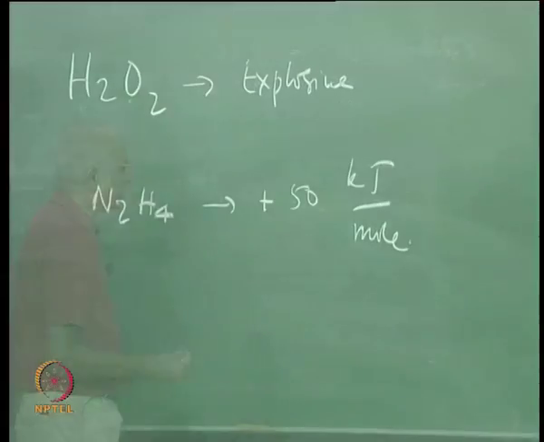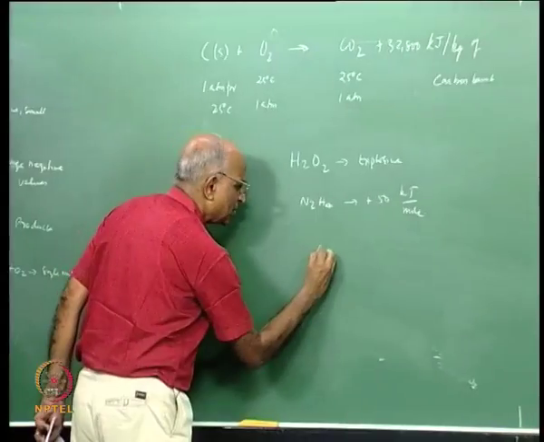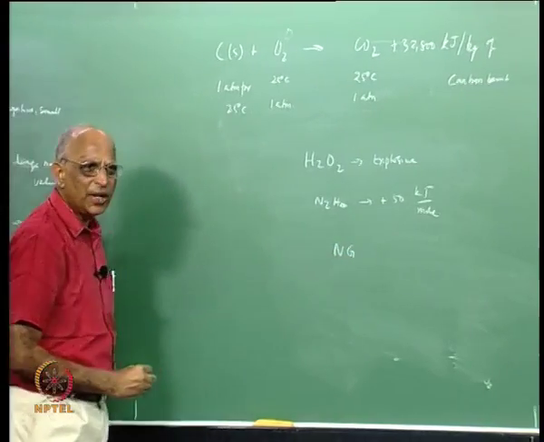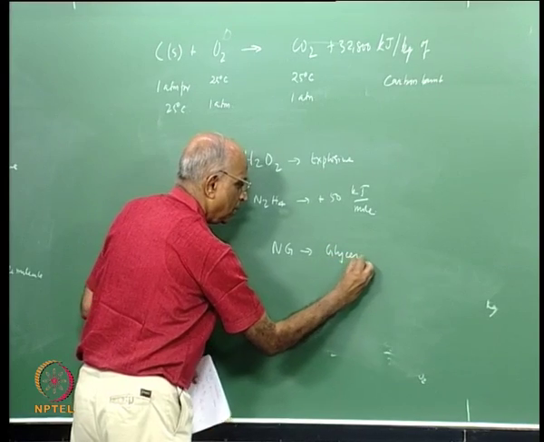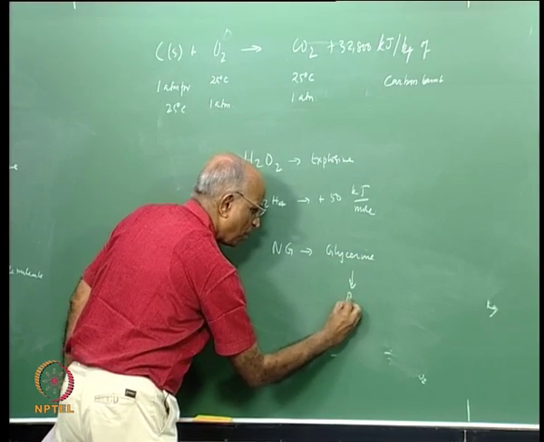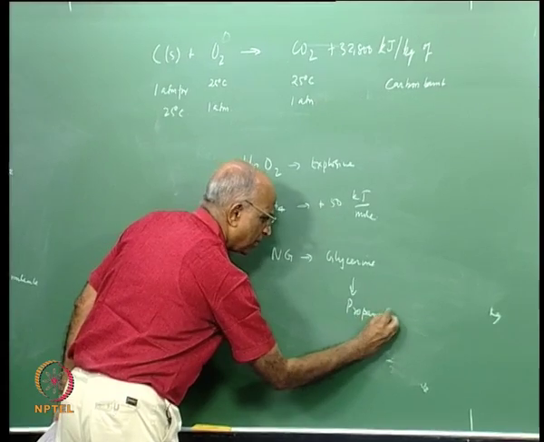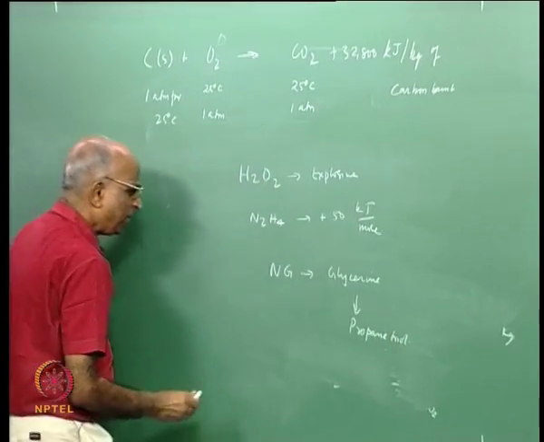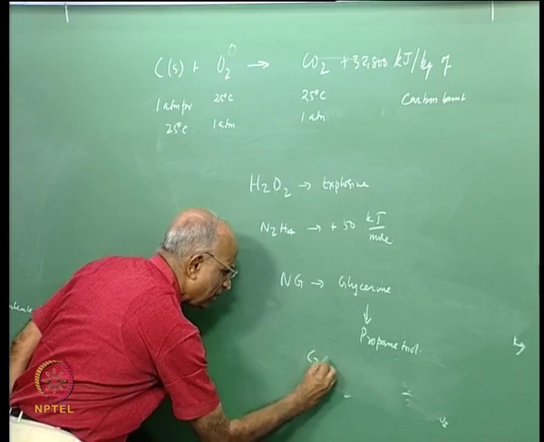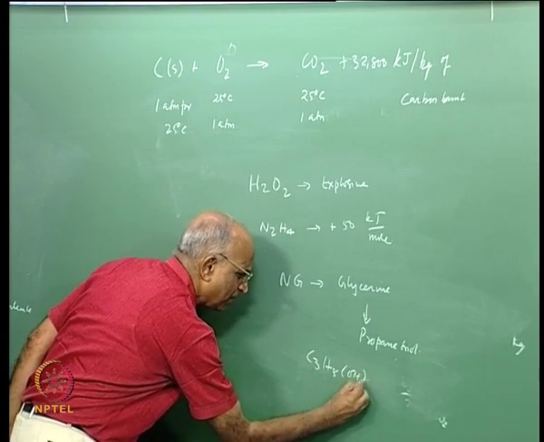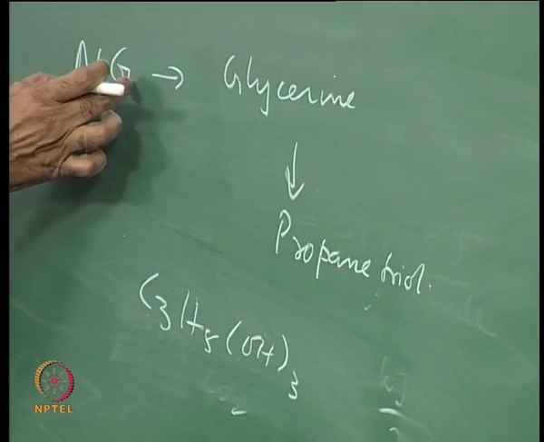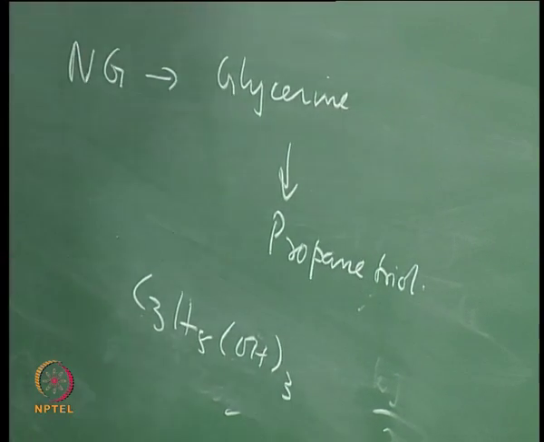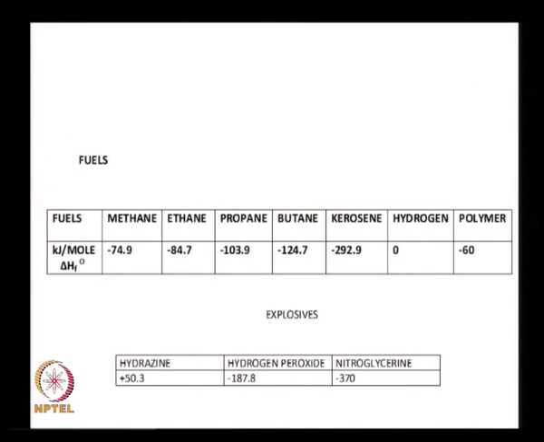And if I were to consider some other explosive, like let us say nitroglycerin. What is nitroglycerin? Nitroglycerin is something like glycerin, and glycerin is something like propane triol, and propane triol means I am looking at C3H5(OH)3, in which I replace OH by something like ONO2, it gives me nitroglycerin, and this again gives a heat of formation which is given as minus 370.